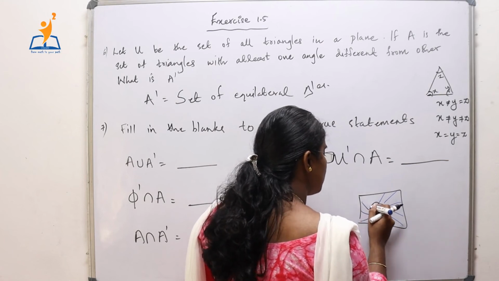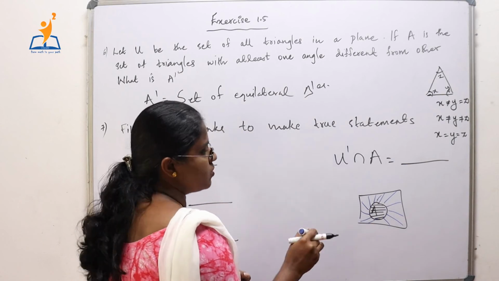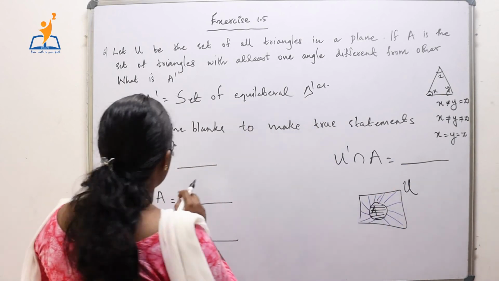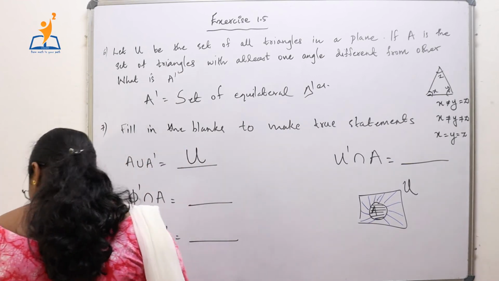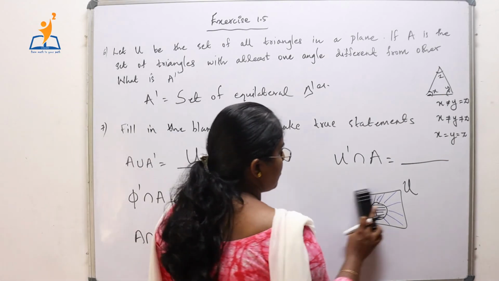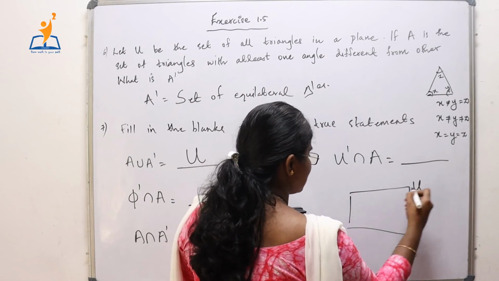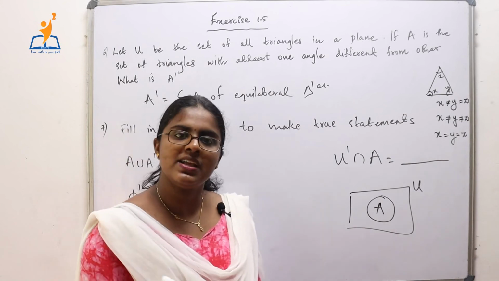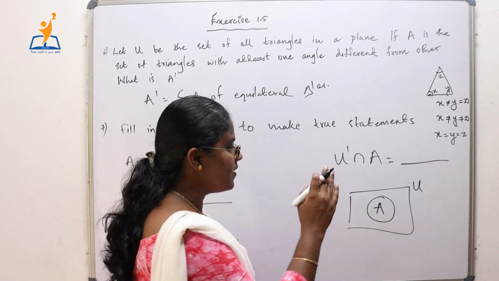What is the union of both of them? Both black shaded region and blue shaded region, which is the universal set. So A union A complement is universal set. Now the next question is phi complement intersection A. Phi complement intersection A. We have universal set and A here. So what is phi complement? Phi means empty set. The complement of an empty set is always universal set.